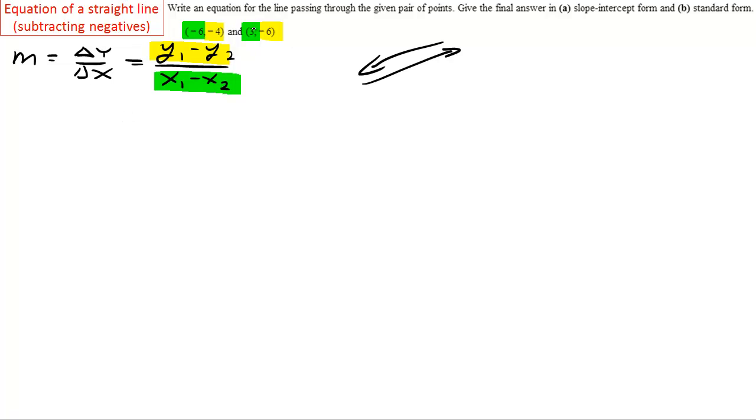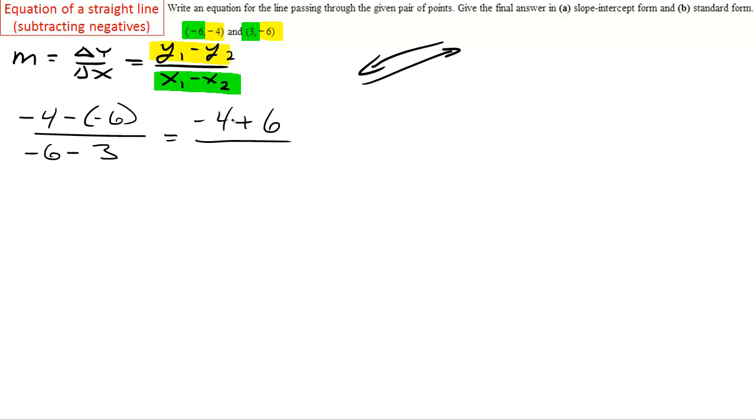But since you've got all these negatives floating around, you might as well just jump in and go, all right, it's going to be negative 4, that's my first y, minus a negative 6. All over, well, since this was my first y, this has to be my first x, so negative 6 minus 3. Okay, negative 4 minus a minus, that becomes a plus. So now it's negative 4 plus 6. On the bottom, negative 6 minus 3, that's just negative 9.